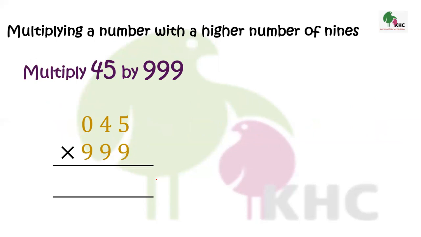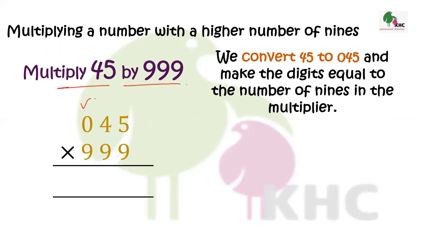Now comes the second case, multiplying a number with higher number of nines. Okay. Now, as you see, if you had to multiply 45 and 999, 45 has got only 2 digits. So in order to make equal number of digits, we are going to insert this 0 out here. So we convert 45 to a 3-digit number by inserting 0. So we get 045. Now, that way the number of nines is equal to the number of digits in this question.